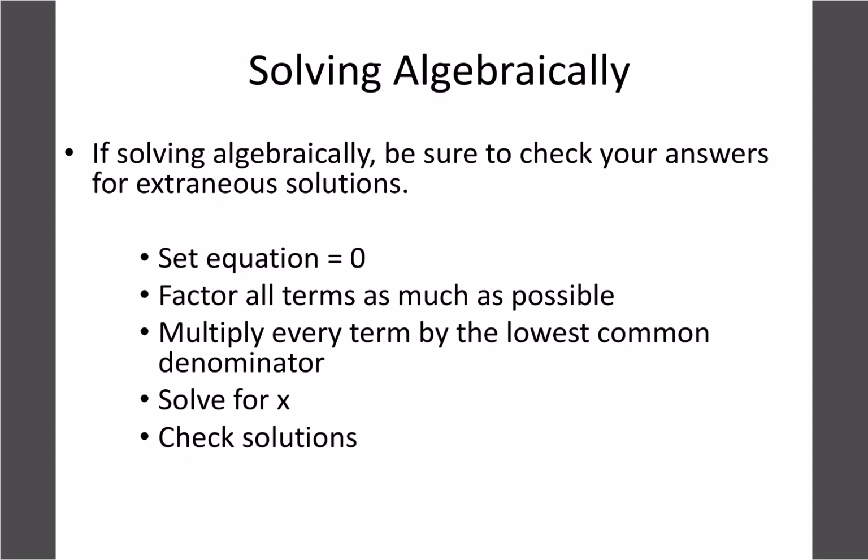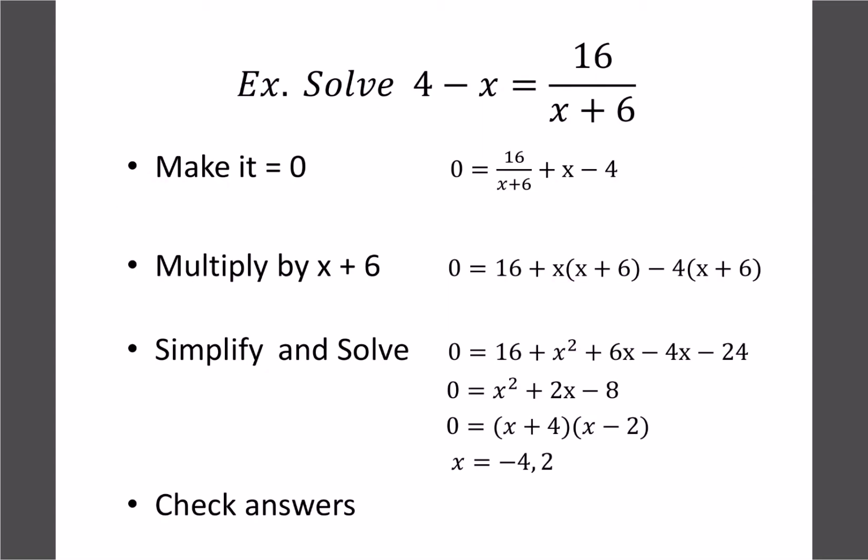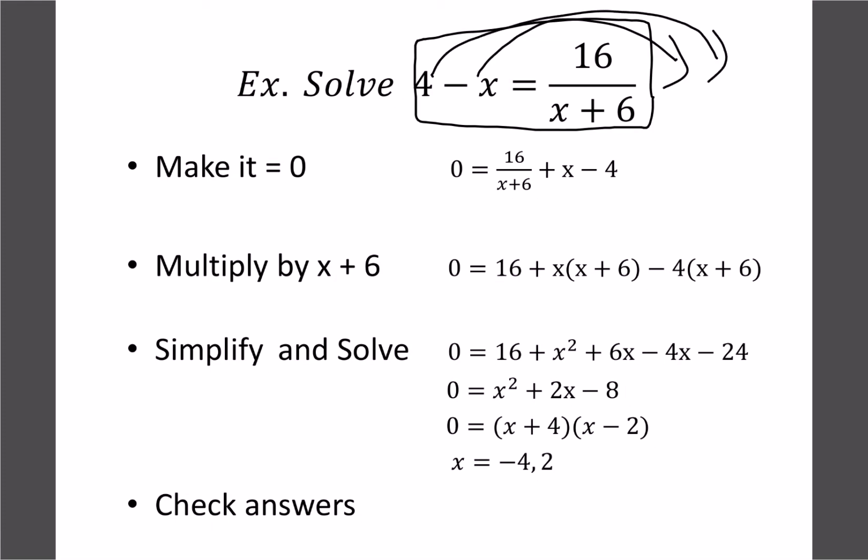So let's go through an example. We'll actually do the exact same example that we just did by graphing to see if we get the same answers. So first step, take our equation, make it equal to 0. So you can see here I brought the x to the other side, so that made it plus x, and brought the 4 to the other side, that gives us negative 4. Okay, now when we look at it, everything's factored, so we don't have to do a factoring step, but we see that we have a denominator of x plus 6. So we want to multiply everything in the equation by x plus 6.